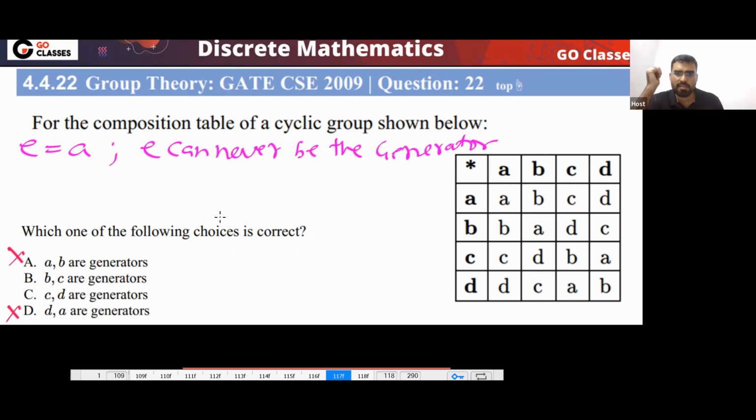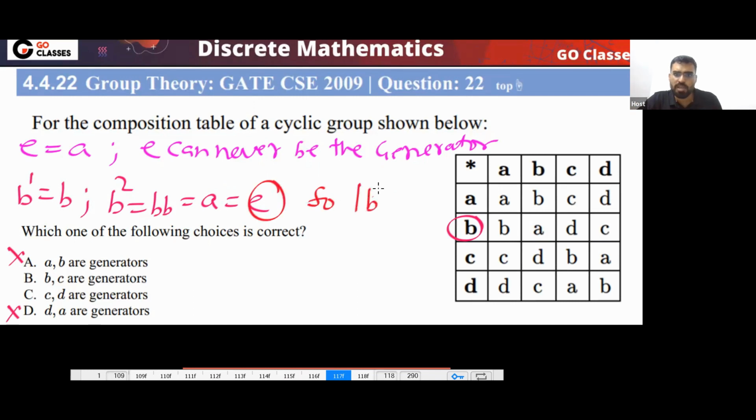Now let's check. What do you think about B? What is b power 1? B power 1 is b. What is b power 2? B power 2 means bb, and bb is a, and a is the identity element. So what is the order of b? Because b square is e, the order of b is 2. So b is also not the generator.